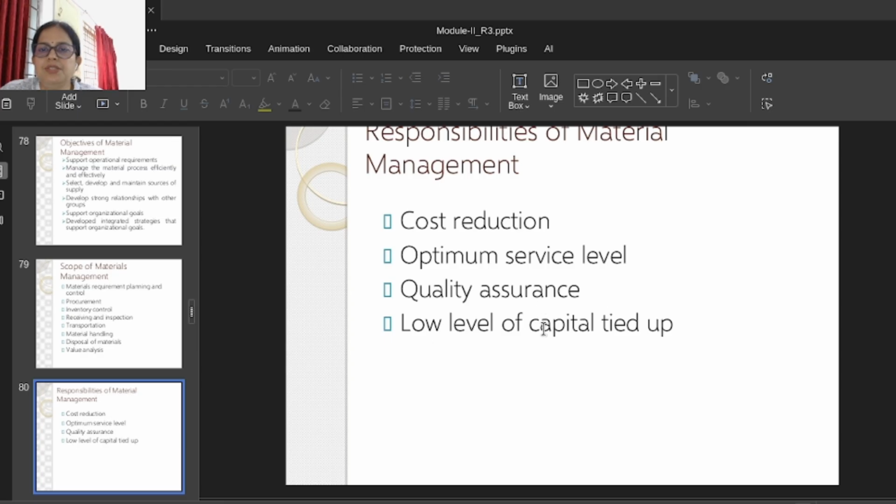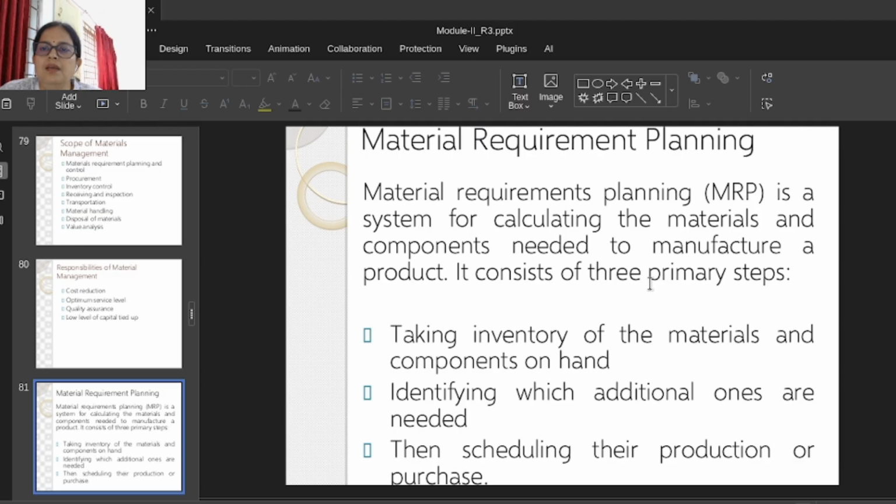Cost reduction, optimum service level, and quality assurance, which is a proactive step to see the quality level of the materials we are procuring. Low level of capital tied up: we always try to minimize the capital invested in material management. Material requirement planning is called MRP. MRP is a system for calculating the materials and components needed to manufacture the product.